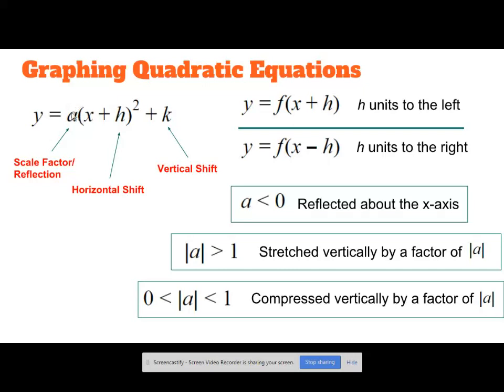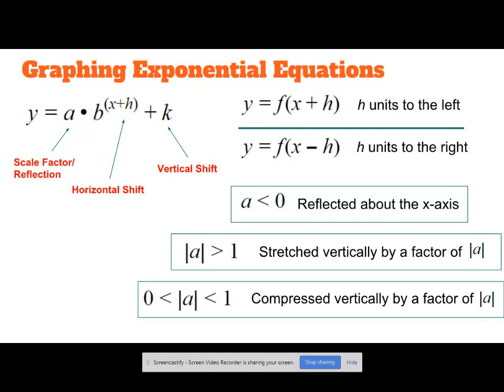And then the scale factor out front told us how much that parabola was going to stretch vertically if it was bigger than 1, or compress and kind of flatten out vertically if it was a fraction between 0 and 1. If it was less than 0, it reflected it over the x-axis and made it into kind of an N shape. So now, watch closely, because we're going to go back to exponential. Here we go. Wow, almost the exact same.